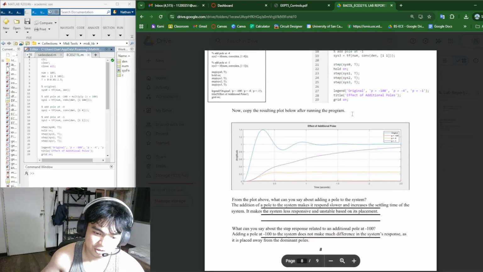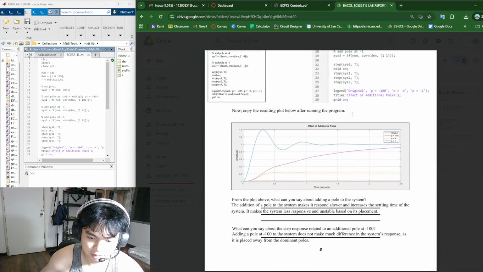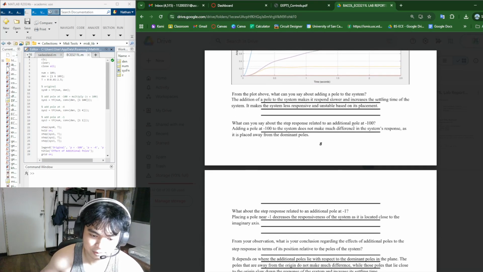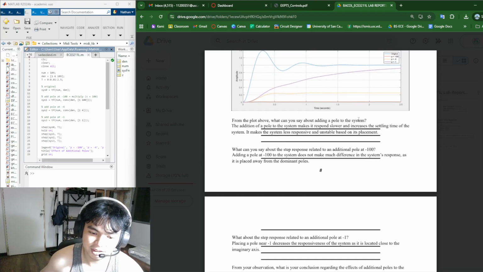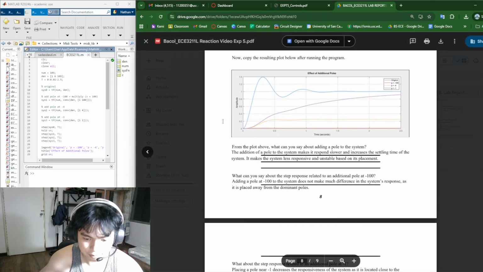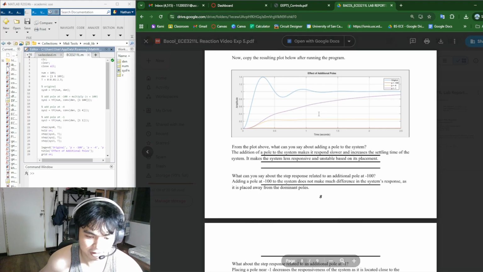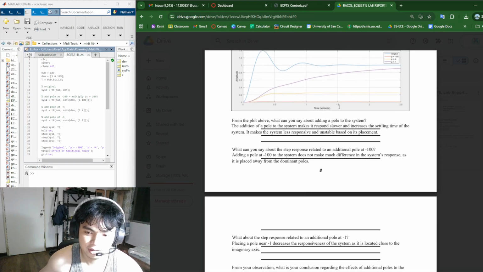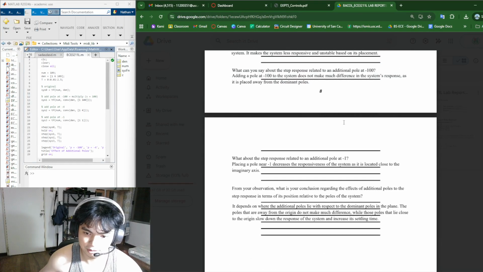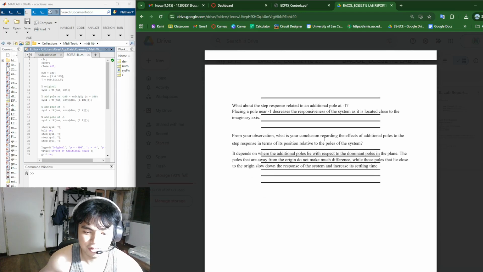And here, additional poles were added, and adding poles makes the system slower, and it also increases the settling time. And a pole far from the origin, like -100, actually has little effect, but a pole near the origin, in this case -1, greatly slows the system down. So basically the poles reduce responsiveness depending on their positions in the graph.